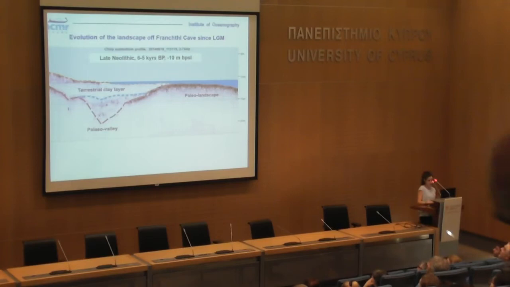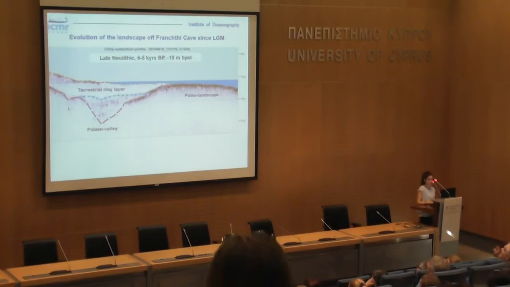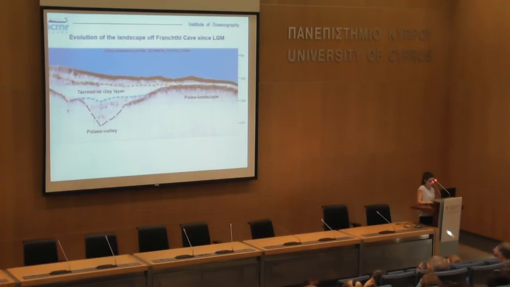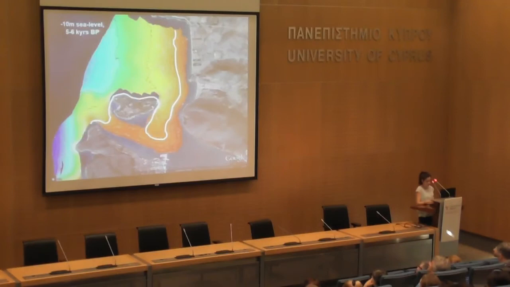6,000 years before present, sea level is at minus 10 meters, and the sea starts to flood the area. And this is how it looks today. So it is known that marine transgression happened at 6,000 years before present, and by that time the sea level was at 10 meters below present sea level.